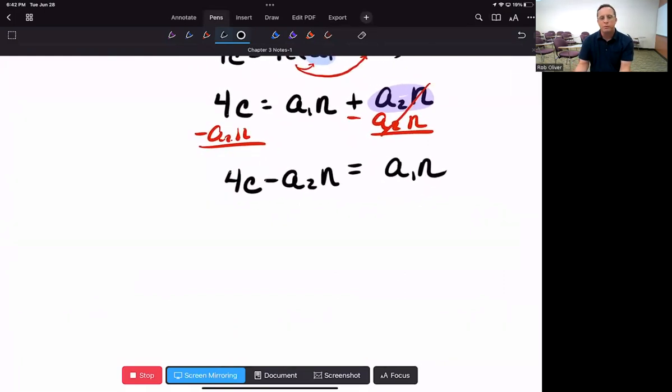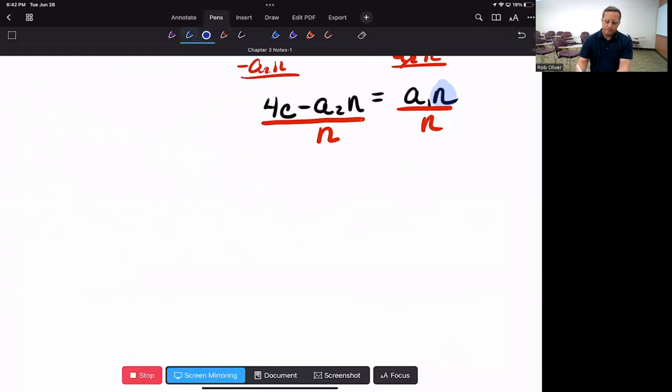We're almost there. Now we have one more step, and that is to move that n. We want to get rid of that n, and to get rid of that n, we're going to divide by n. And as far as we're concerned, we're all done.